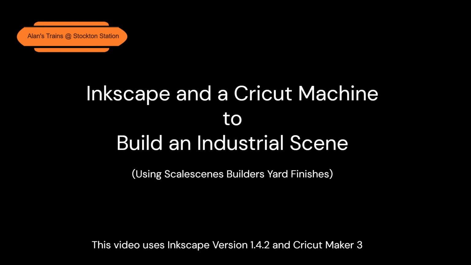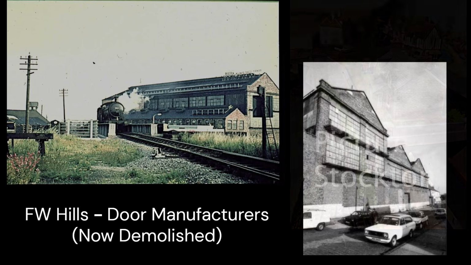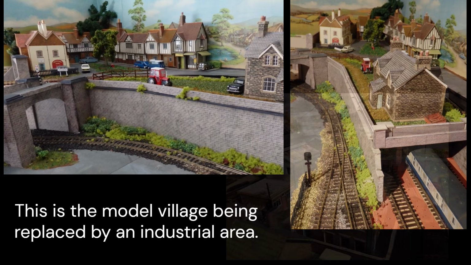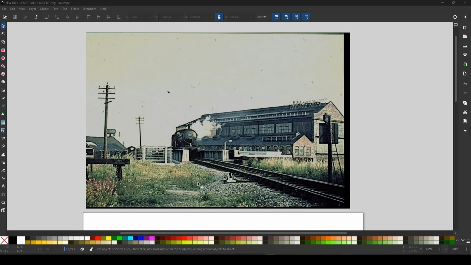Hello again. In this video I'm going to use Inkscape to build an industrial scene based on Hills of Stockton-on-Tees. To enable this I'm going to have to remove a model village and then expand the area to fit more industrial scenery in. The two buildings on the right hand side are what I'm modelling. These were Hills, which was a door manufacturer and also specialised in plastic surfaces.